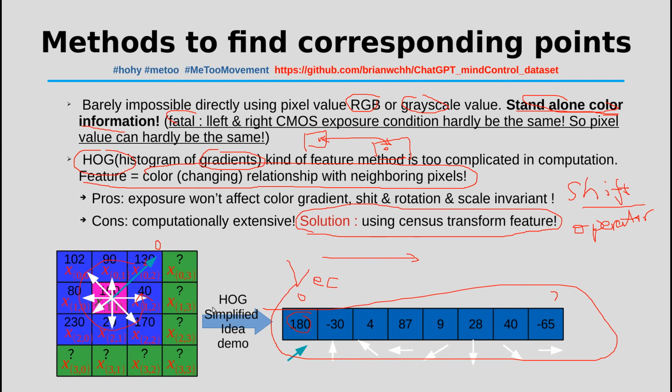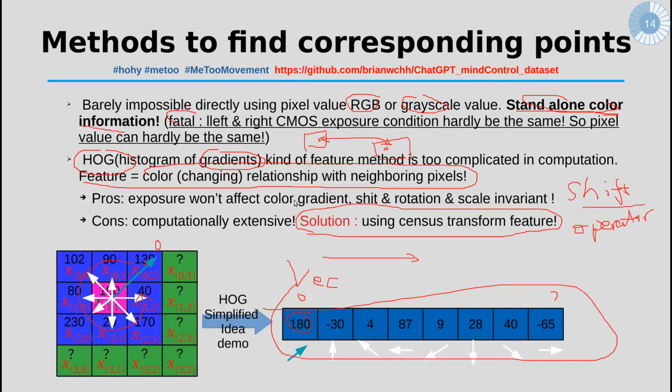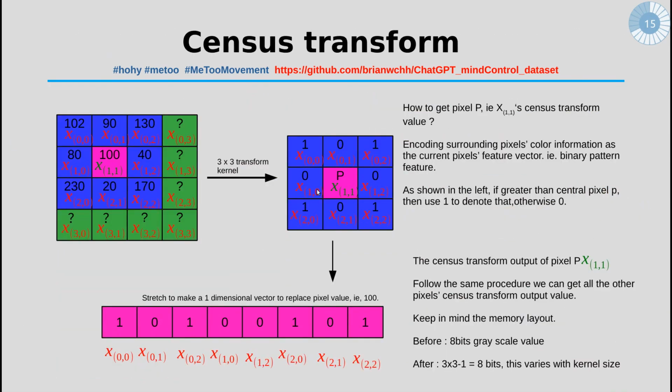Because we don't need that complicated for stereo vision, because in stereo vision we already have rectified it first. We already know the scale, and also the horizontal position. So we can simplify the features. We don't need that complicated feature operator. So we can use the binary pattern features.